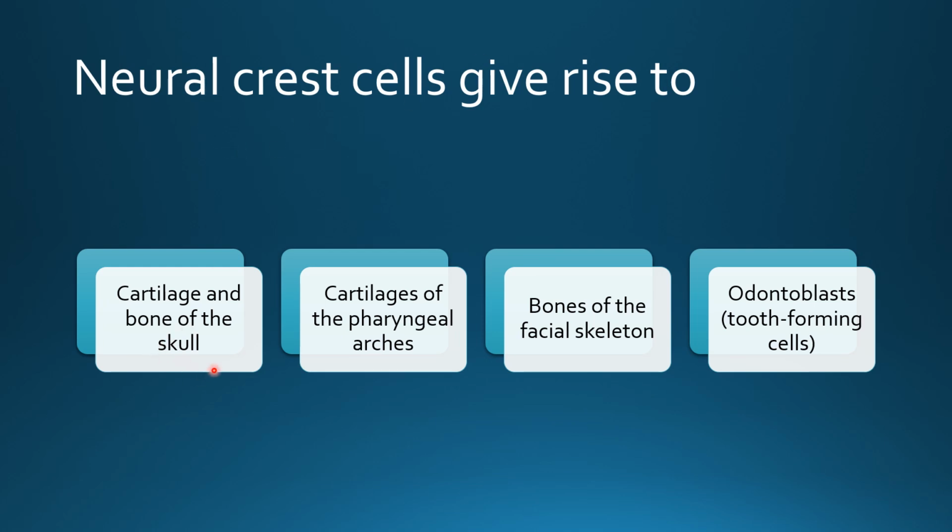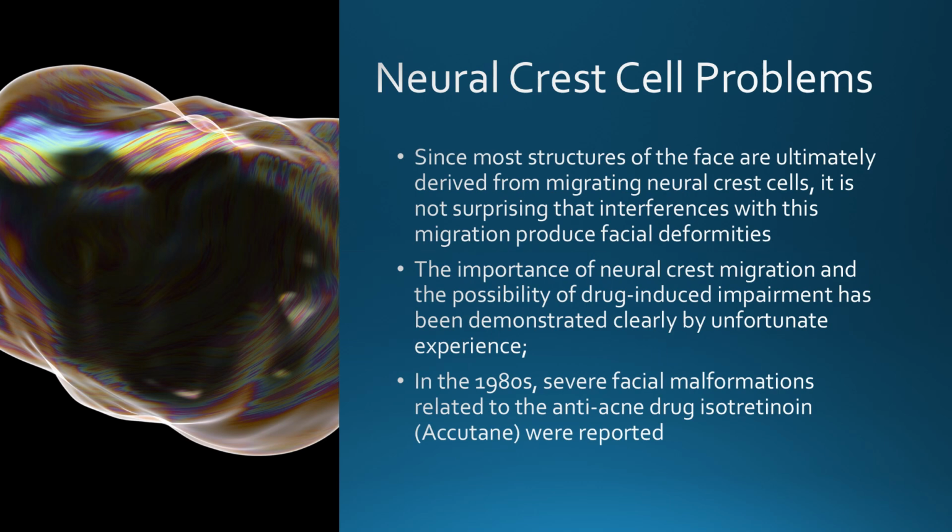So these neural crest cells will give rise to cartilage and bone of the skull. They will give rise to cartilage of the pharyngeal arches, which we will talk about in a bit, to bones of the facial skeleton, and to the odontoblasts, which are the tooth-forming cells. So as we said, these neural crest cells are very important. Most of the structures of the face are derived from them.